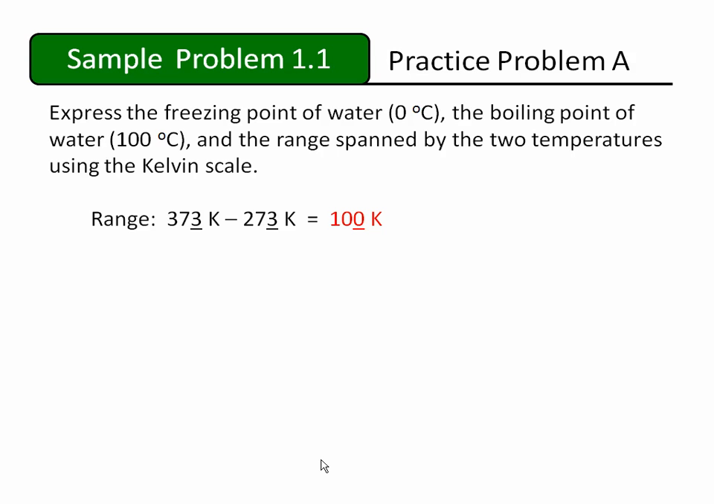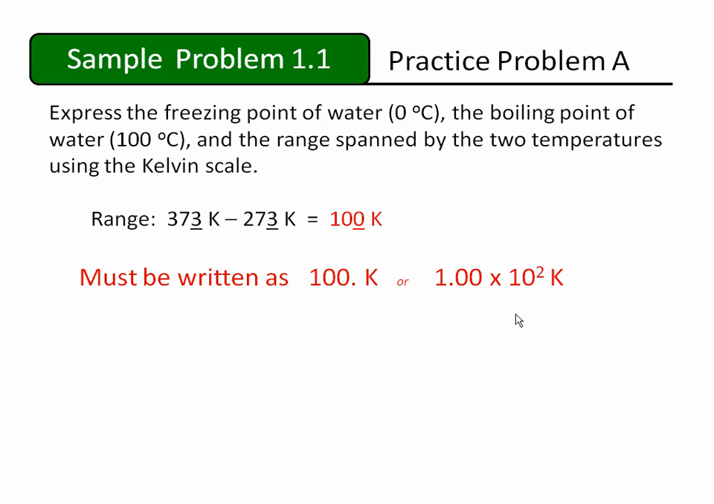So 373 Kelvin minus 273 Kelvin is 100 Kelvin. And since we assumed that we knew all of our initial temperatures to the ones place, we can also assume that we know our temperature range to the ones place as well. So writing 100 Kelvin with the uncertainty in the ones place means that we have to either put in a decimal point or use scientific notation to represent our final value. So it would be either 100. Kelvin or 1.00 times 10 to the second Kelvin.